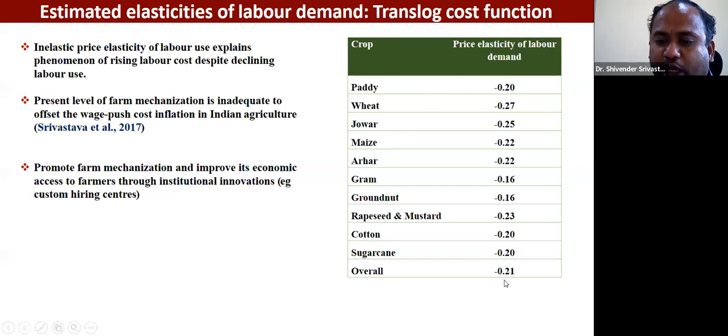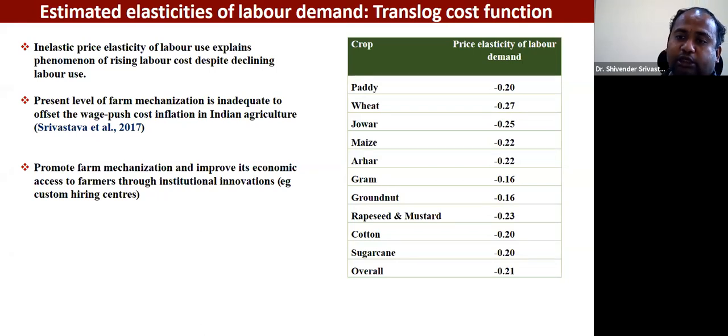So it shows that overall average price elasticity of labor, it means that the response of labor use to the change in wages is negative, which is obvious as it is a price elasticity, which means that when the wages increase, labor use should decrease, but it is inelastic. So it shows that if we increase the labor wage by 1%, use of labor will decrease by less than 1%, so that the cost of labor will increase due to the increase in the wages.